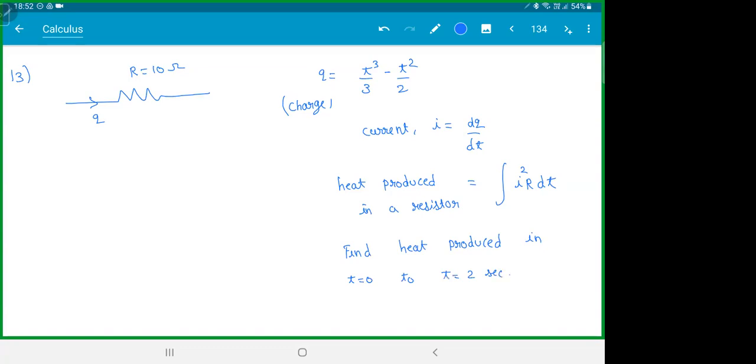So someone gave you a charge flowing in the resistor. Q is the charge flowing through the resistor. But that is actually useless. What you're interested in is actually current. The integration of I square R dt is actually heat produced. So from charge, you need to get current and then use that current and integrate and get the heat produced. Get this.